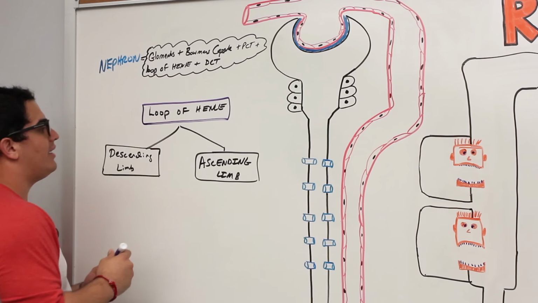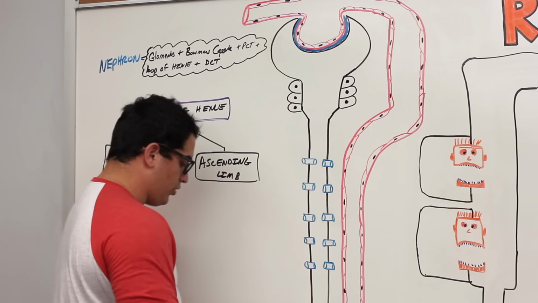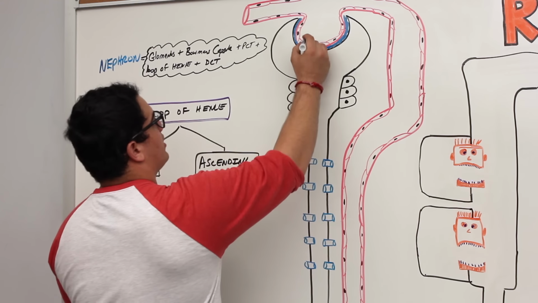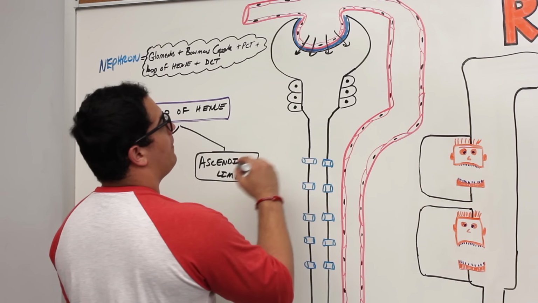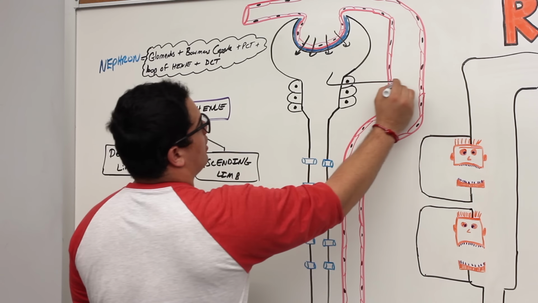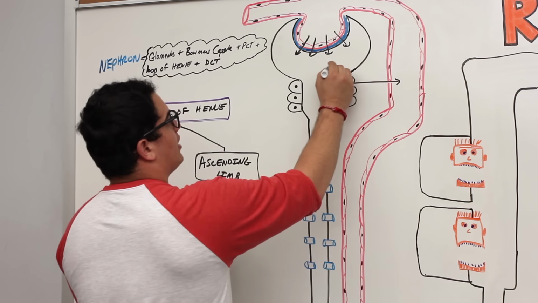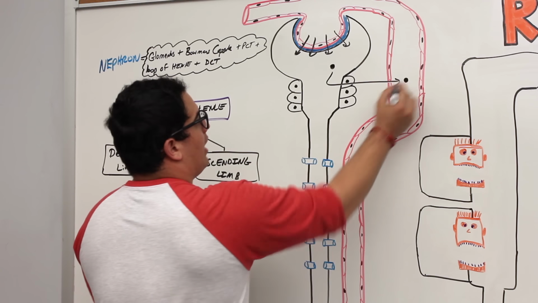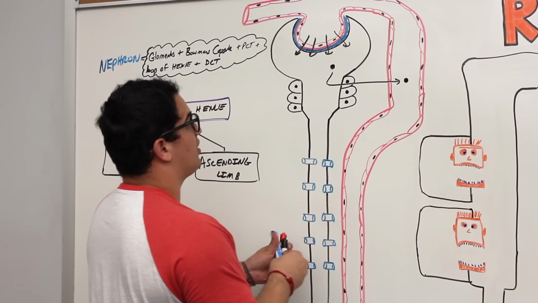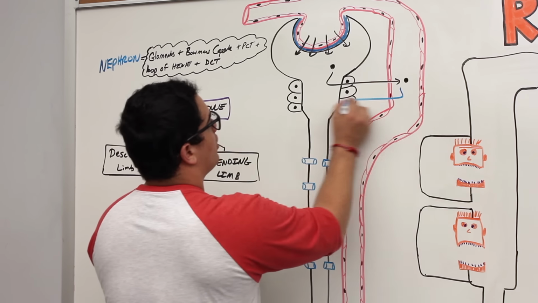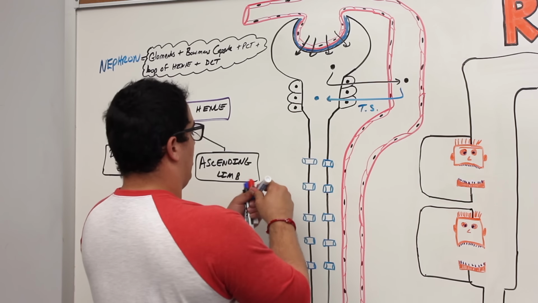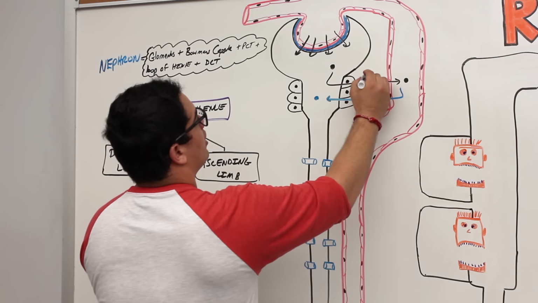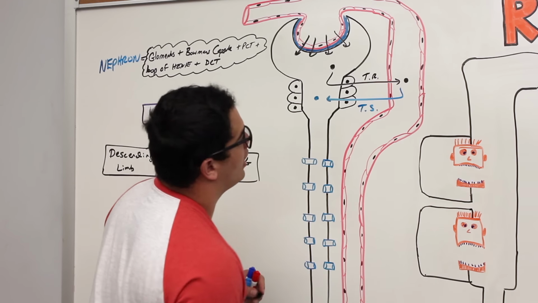So let's talk about the descending limb first. If you remember, let's catch up. We had filtration, the glomerular filtration process. After that, we had the process of tubular reabsorption of certain types of chemicals. And we had the process in which we discussed tubular secretion of certain chemicals. So again, this is called tubular secretion, and this right here is called tubular reabsorption.